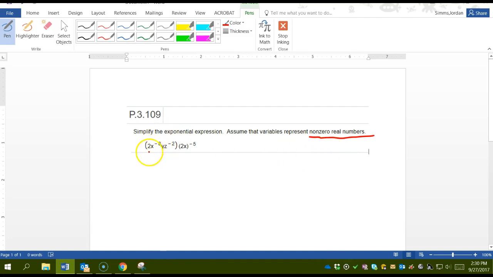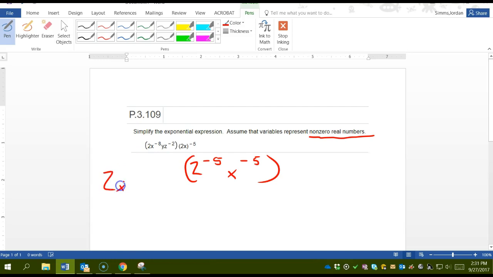Let's take a look. Over here we have 2x to the minus 8 times y times z to the negative 2. Well, there's nothing we can really do here. Let's start over here and deal with this exponent first, okay? So working just from this, we're going to have 2 to the negative 5, x to the negative 5. All right, so I'm going to expand. Remember, both parts of that number, the coefficient and the variable, get that exponent.